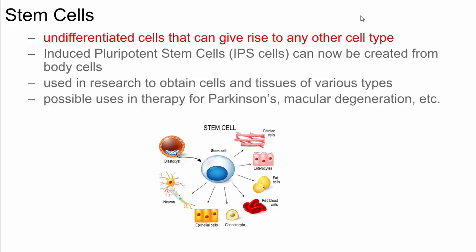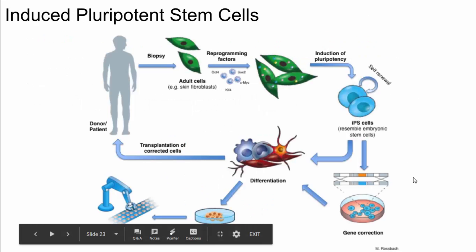Also, stem cells are currently used in treating Parkinson's in some cases, and in treating macular degeneration, which can lead to blindness. Now, there are many places that claim to be using stem cells for other things that are not proven. That's something that has to be further researched, some of these other forms of treatment.